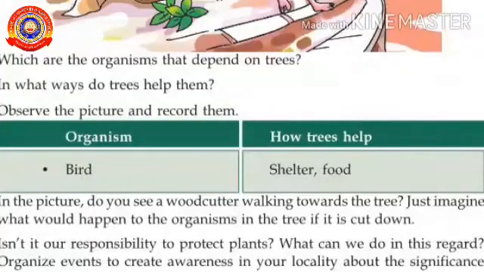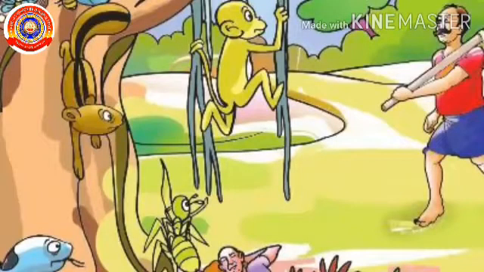Draw this table and complete it yourself in your rough book. Here is an example for you. First organism, bird. How do trees help the bird? Yes, trees give shelter and food. Like this, you can complete the table. In the picture, do you see a woodcutter walking towards the tree? Just imagine what would happen to the organisms in the tree if it is cut down.